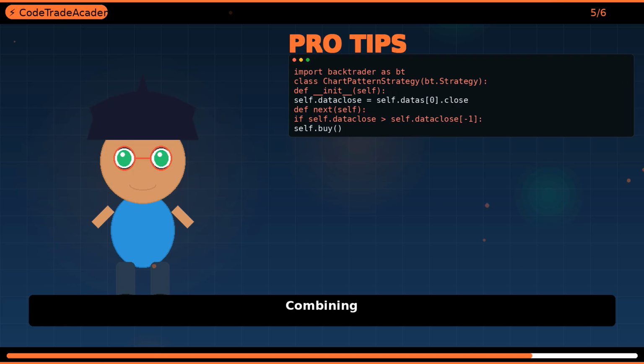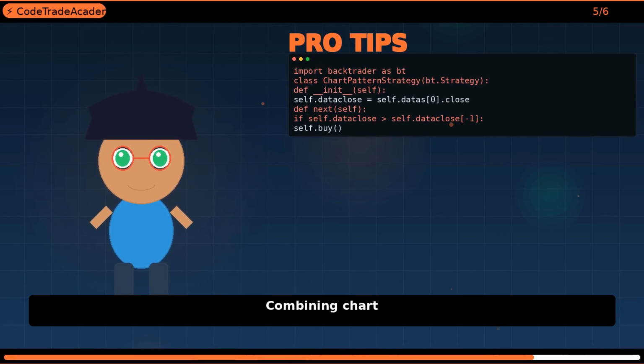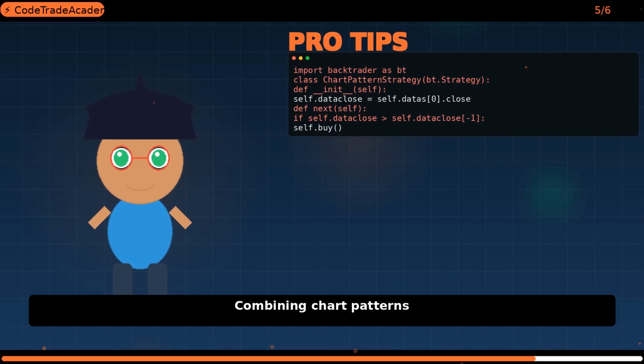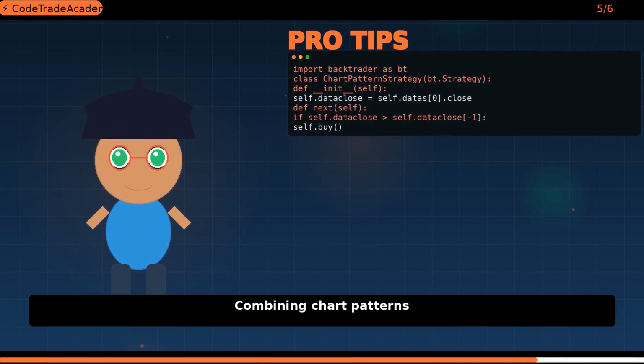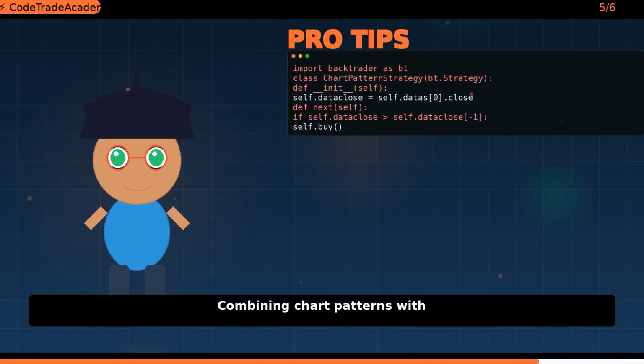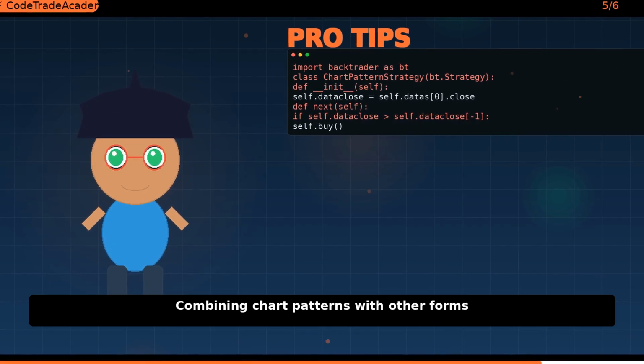Now, let's talk about some pro tips for using chart patterns in trading. First, it's essential to combine chart patterns with other forms of analysis, such as fundamental analysis and technical indicators. This will help you confirm your trades and avoid false signals. Second, always use proper risk management techniques, such as stop-loss orders and position sizing. This will help you limit your losses and maximize your gains.